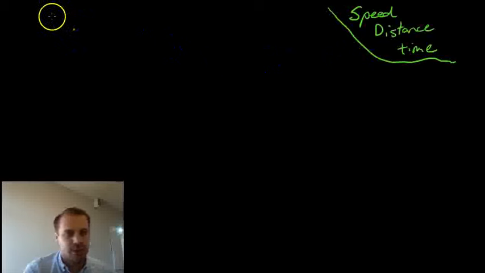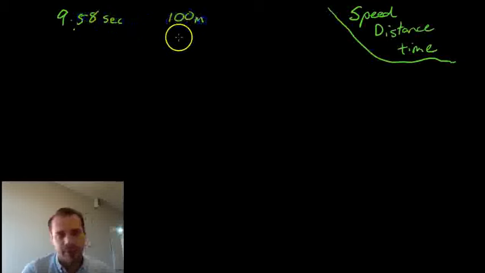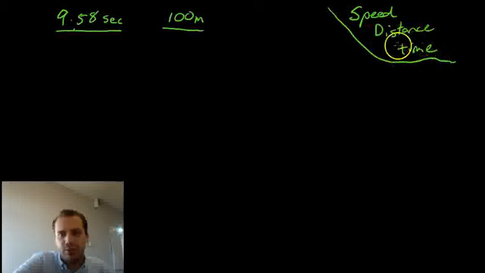Okay, so as I said, we're looking at speed, distance, and time in this video. Now, Usain Bolt just ran an incredible time of 9.58 seconds for the 100 meters. We have a time, 9.58 seconds, and we have a distance, 100 meters. Speed, distance, and time are all related. Speed is the amount of distance that you can cover in a certain amount of time. Our formula for speed is equal to distance divided by time.